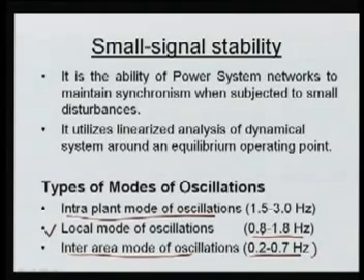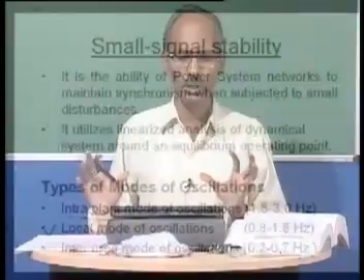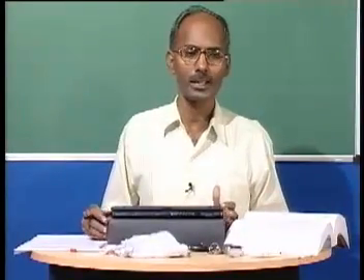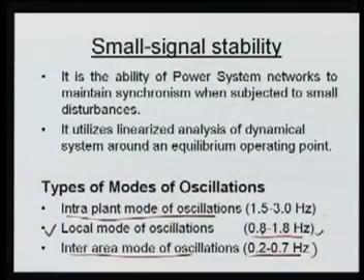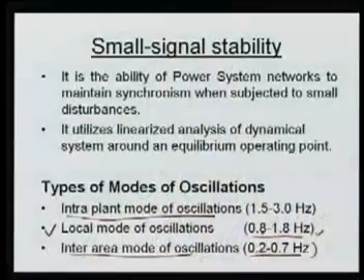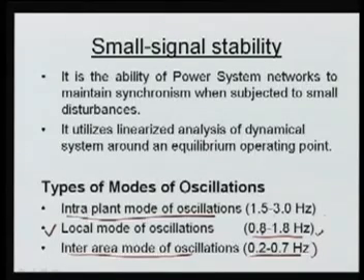In inter-area modes of oscillation, if two regions are oscillating against each other, then it is called inter-area mode of oscillation. The local modes are individual machine oscillations. It is basically one unit of a plant oscillating with the rest of the system, and the frequency is as given. Intra-plant modes of oscillation are when the various units of the same plant are oscillating against each other, and the frequency is normally 1.5 to 3 Hz.